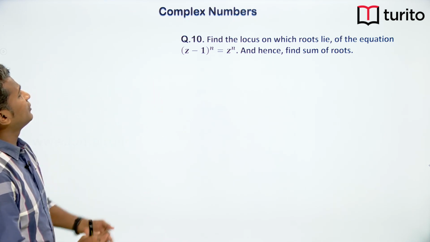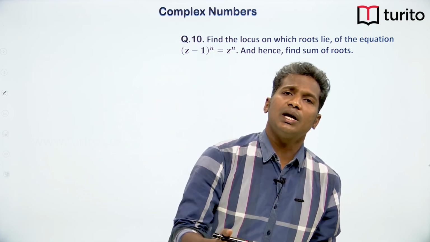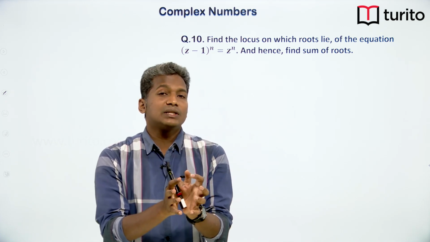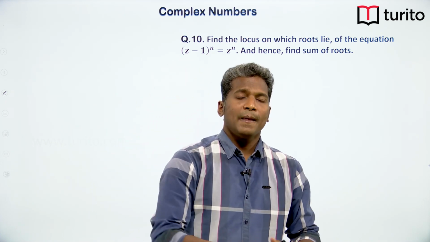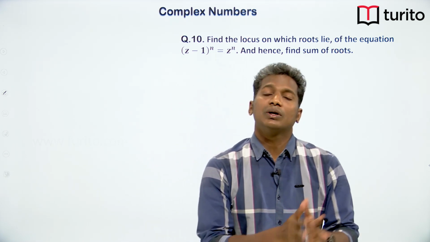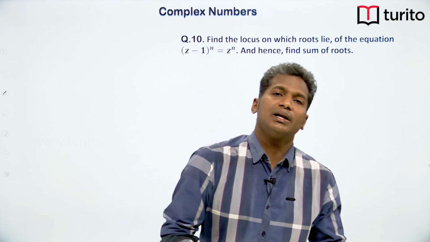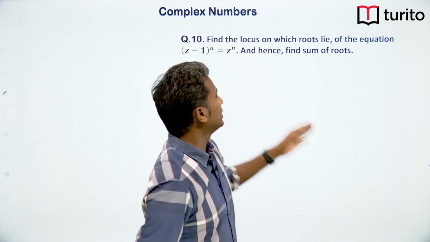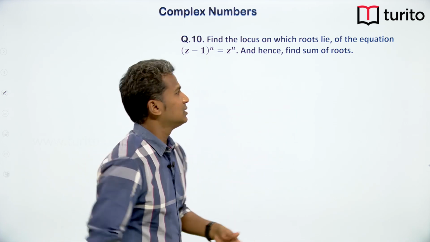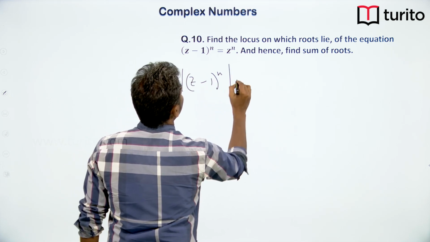Now, here we have to find the locus on which the roots lie. Whenever we want to find the locus on which roots lie, what we have to do is we take all the knowledge involved in locus from the complex numbers chapter. So, if you check all equations which give locus, they either have a modulus condition or they have an argument condition. So, what I will try to do here is apply modulus or the argument on this directly. So, the most useful form is the modulus form.